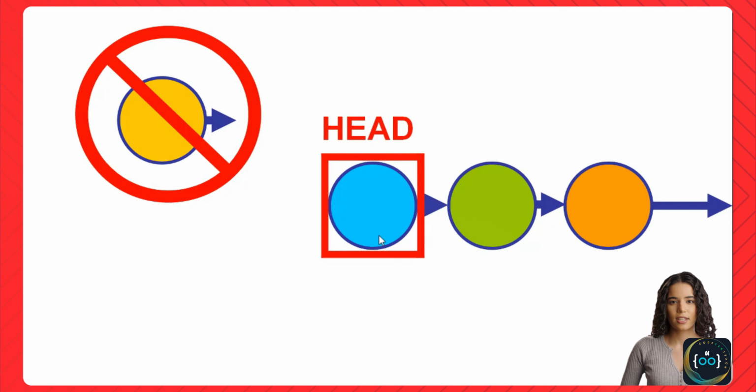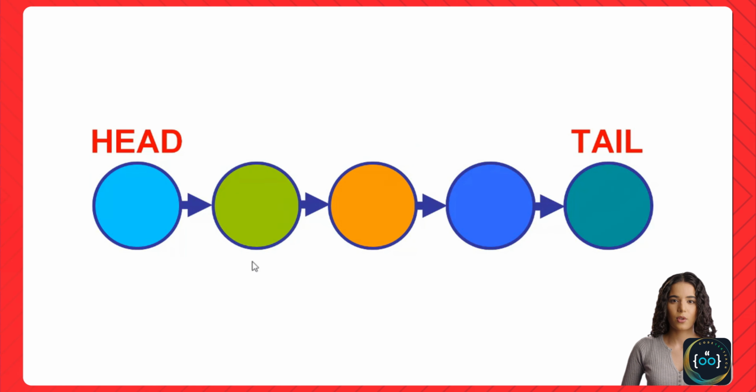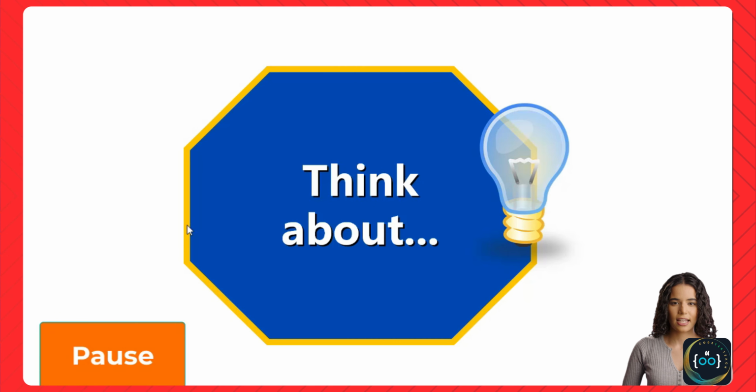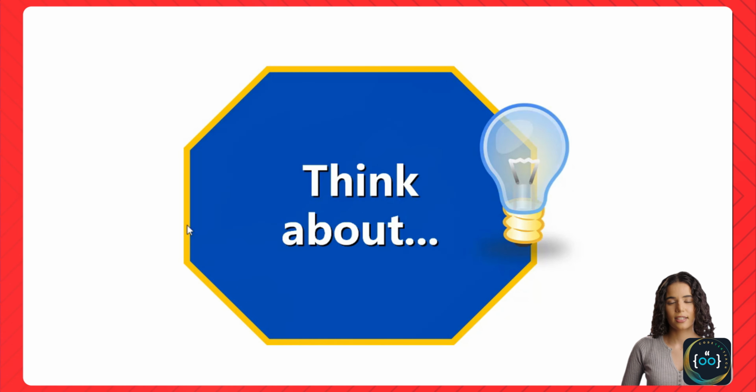Now we can start the operations from the blue node instead of the yellow node. This is what the data structure will look like after we remove the yellow node. Now the head is the blue node. Think about how you can implement this in your class. Remember that you have to assign the next node as the new head node, the second node in the linked list. Pause the video, analyze this for a moment, see if you can implement this in your code, and then come back.